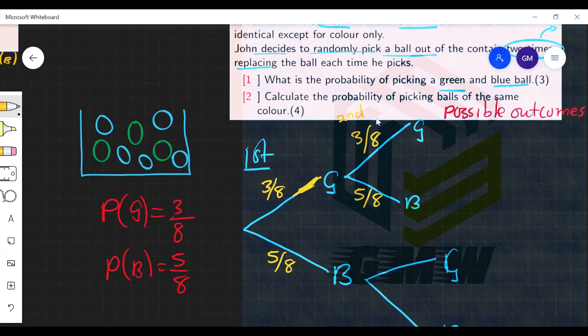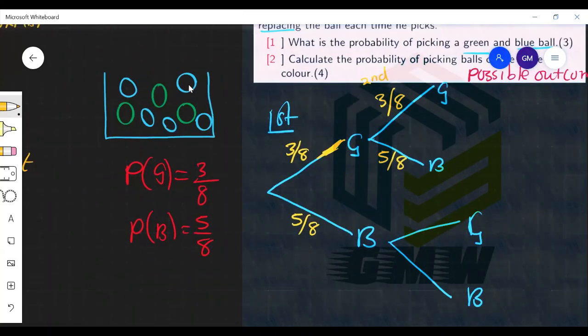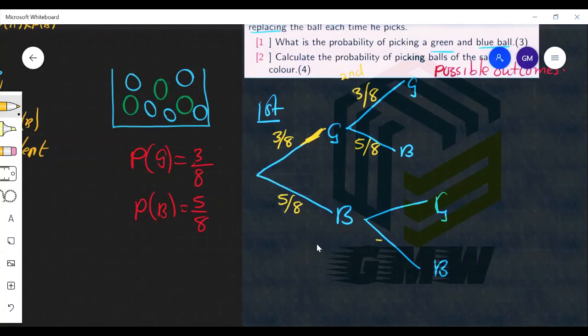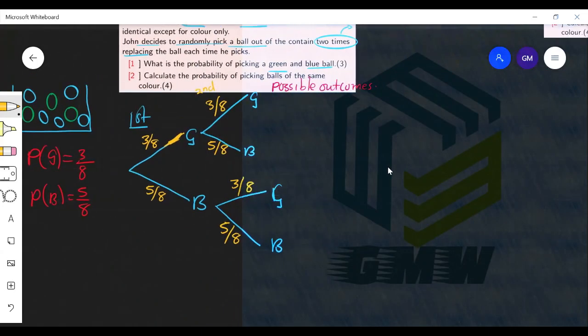Then let us look at the other branch. So you follow blue and blue. You are saying, what if he picked blue? Okay. The probability was 5 over 8. Now he replaced it. It is back in the container. What is the probability of picking blue again? 5 over 8. So what is the probability of picking green? 3 over 8. Okay. Yes.